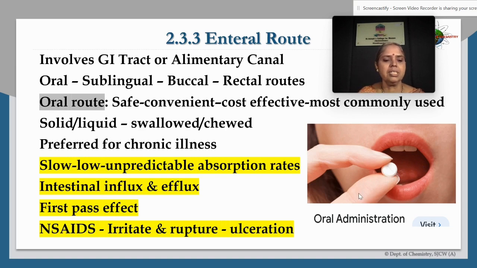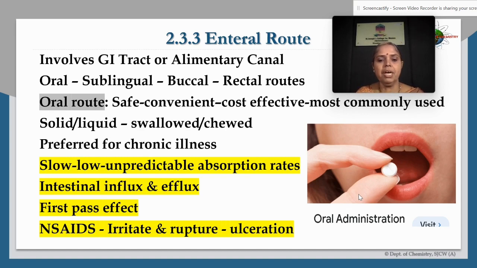The disadvantages are it is slow; the action does not start the moment the medicine enters your abdomen. It will take some time, and there is a low rate of absorption, unpredictable because of the first pass effect. I have been telling you, the enteral route has the disadvantage of first pass effect. That means the concentration of the drug will be reduced formidably before it reaches the site of action. So you cannot predict how much drug is going to the site of action.